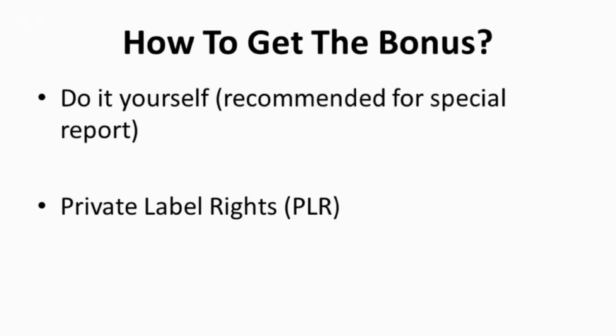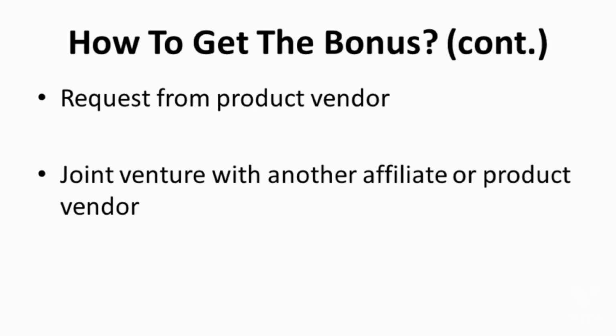Well, there are various ways. The first one is to, of course, create it yourself. And this is recommended for special reports. Or you can purchase a private label rights product. A private label rights product is content such as infographics that's prepared beforehand and could be used by you when you purchase it. Sometimes the product vendor would prepare the bonus.